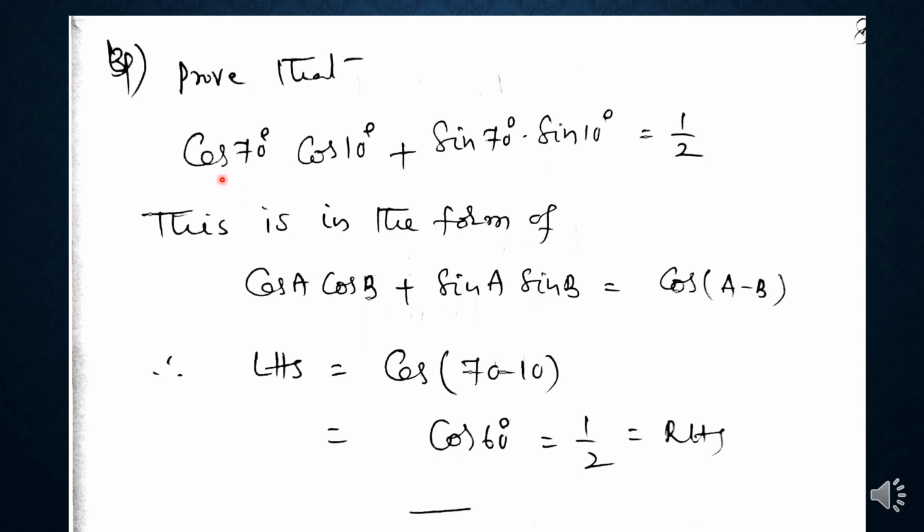So we can recall the formula: cos A into cos B plus sin A into sin B is equal to cos of A minus B, where A is equal to 70 and B is equal to 10. So that is equal to cos of 70 minus 10, which is cos 60 degrees. What is the value of cos 60? That is equal to 1 by 2. Thus we can prove this.